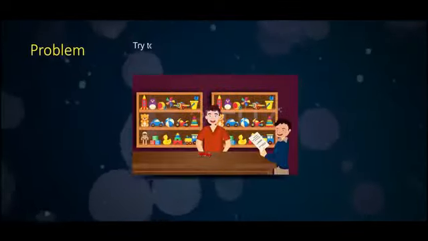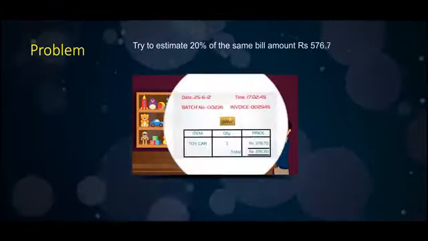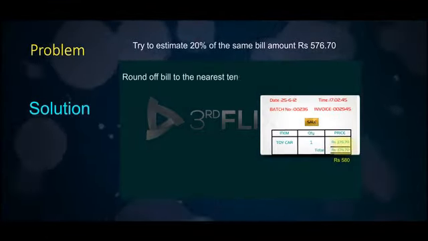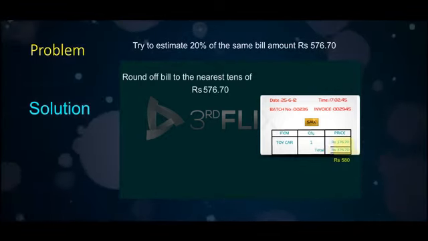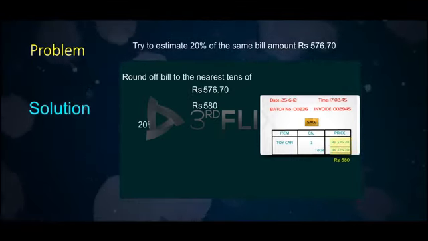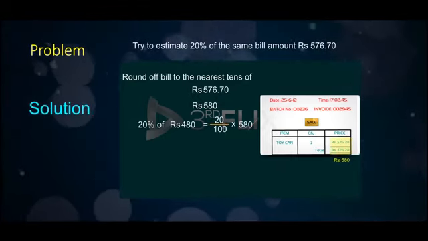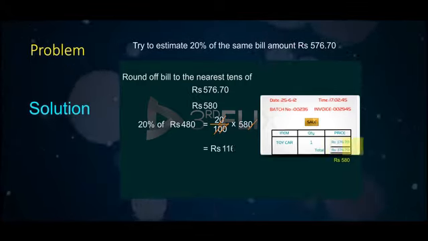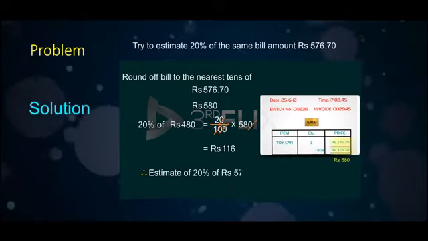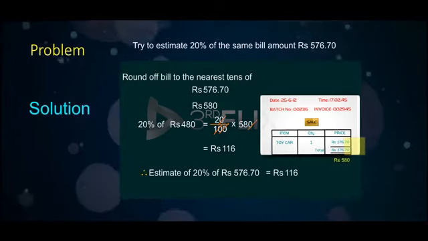Problem. Try to estimate 20% of the same bill amount, rupees 576.70. Solution. Round off the bill to the nearest tens. That is, 576.70 to 580. 20% of rupees 580 is equal to 20 by 100 into 580, which is equal to rupees 116. Therefore, an estimate of 20% of rupees 576.70 is equal to rupees 116.